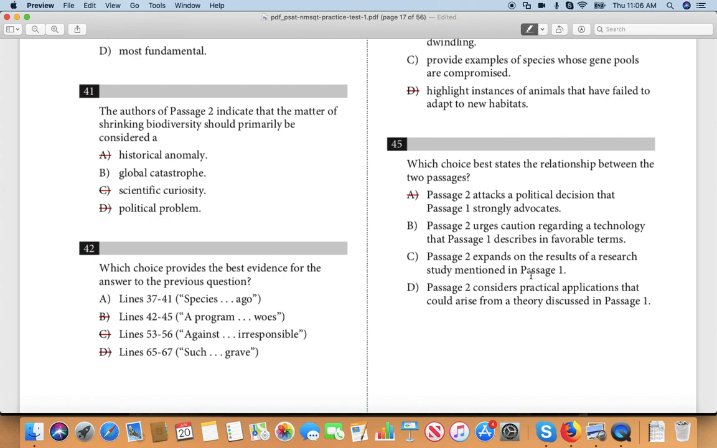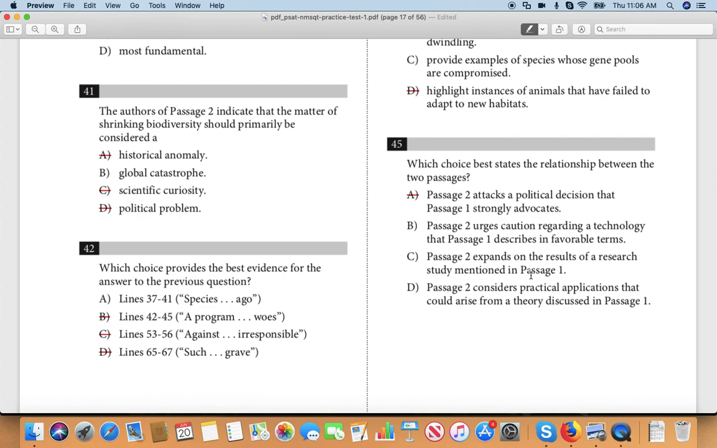Answer choice B. Passage 2 urges caution regarding a technology that Passage 1 describes in favorable terms. Once again, I don't really think it urges caution. It more like says, we can't do this. Passage 2 doesn't urge caution? Is that what you're telling me? No, it does urge caution, doesn't it? Does it say we can't do it? No, I think it just strongly says don't. It's a bad idea, is what it says.